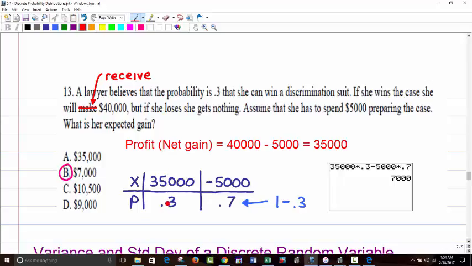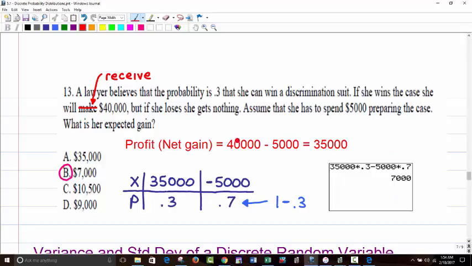So she has a 0.3 probability of gaining $35,000. And then if you get nothing, you really lose $5,000, so it's a negative $5,000. You've got a 0.7. Once again, they gave us one probability, so 1 minus that will get you the other one. So if you do the calculation, you get 35,000 times 0.3 minus 5,000 times 0.7 because of the negative, and you get positive 7,000. So she should profit 7,000 each time she has one of these cases on average.